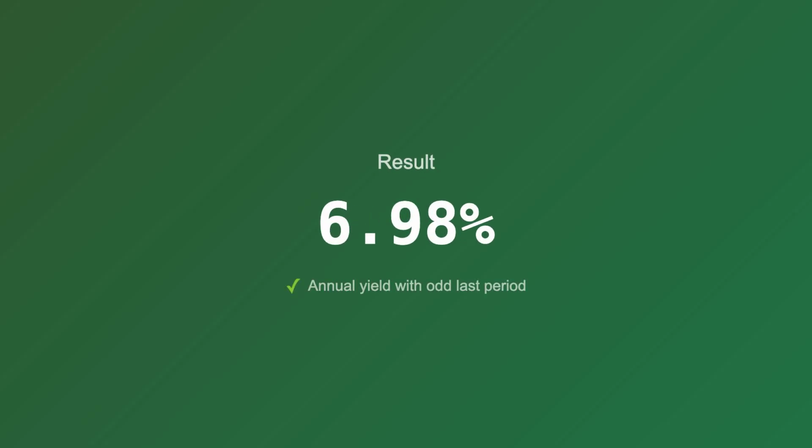The function returns 6.98%. This is the annual yield for this bond with an irregular last coupon period. The yield is significantly higher than the coupon rate of 3.75% because the bond is priced at a discount, with a price of $990 against a $1,000 redemption value.